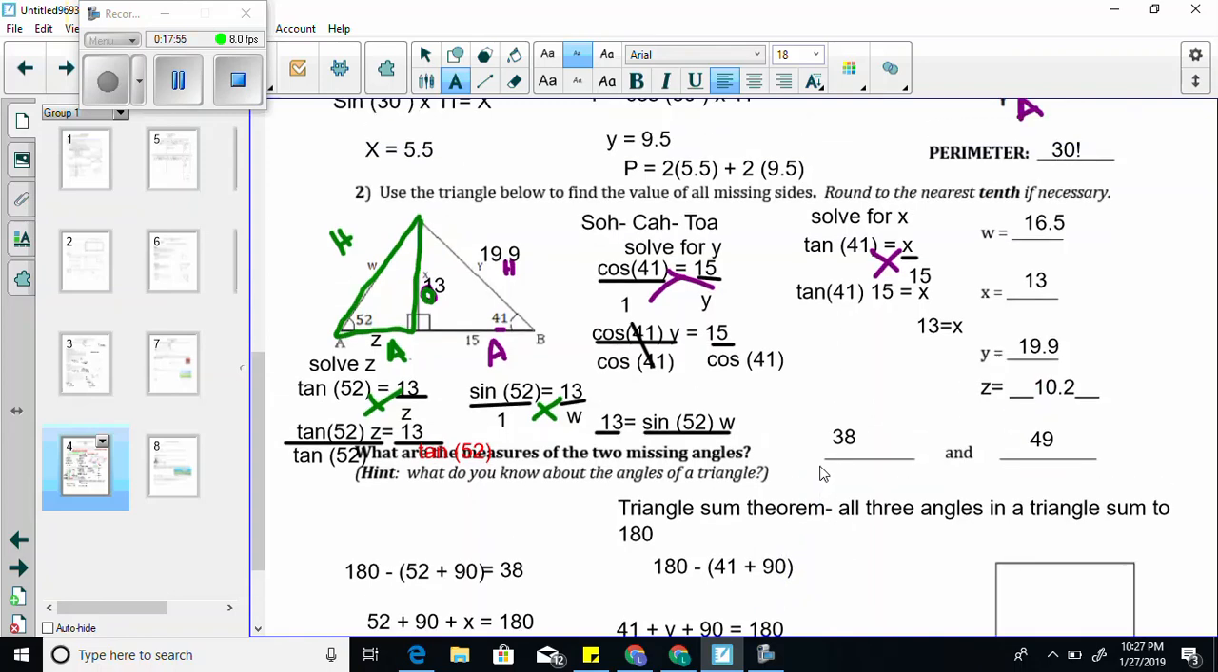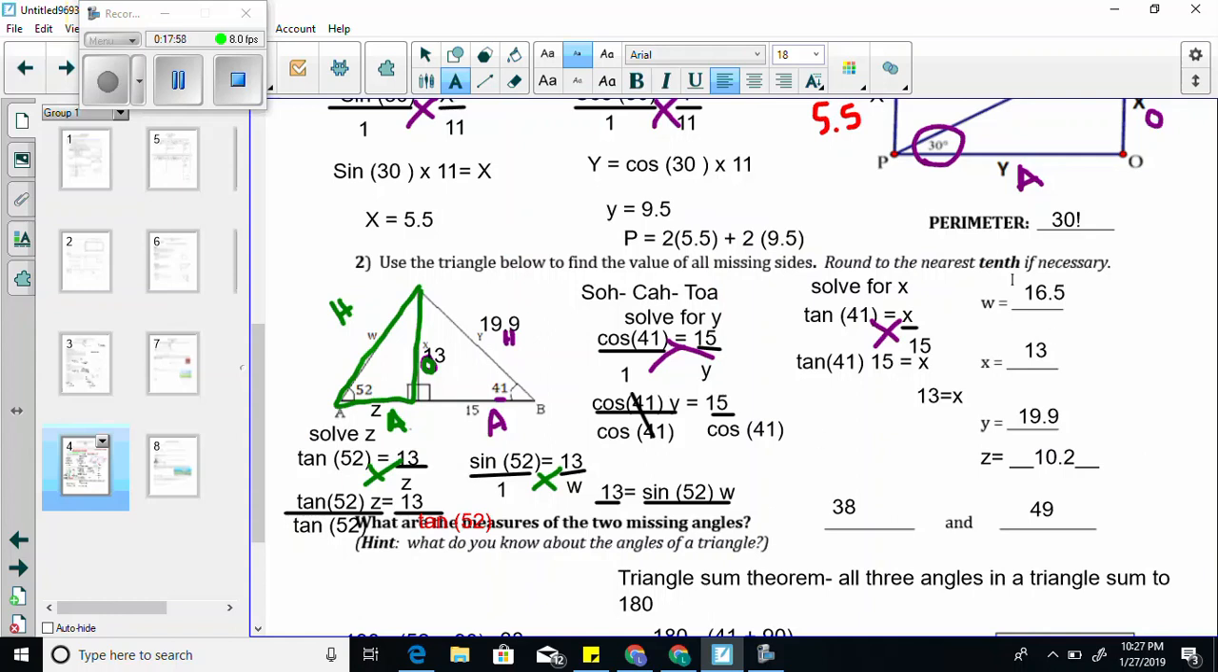And there is all of the information to our missing puzzle. We have filled every single thing in.